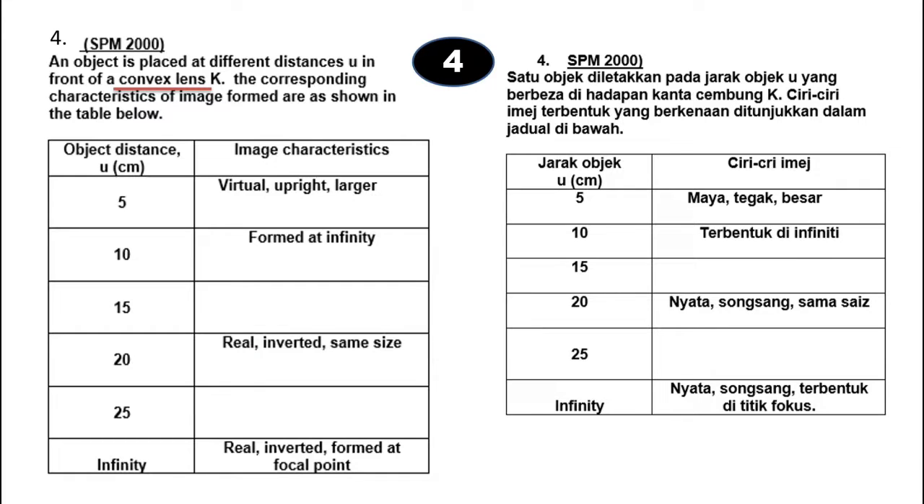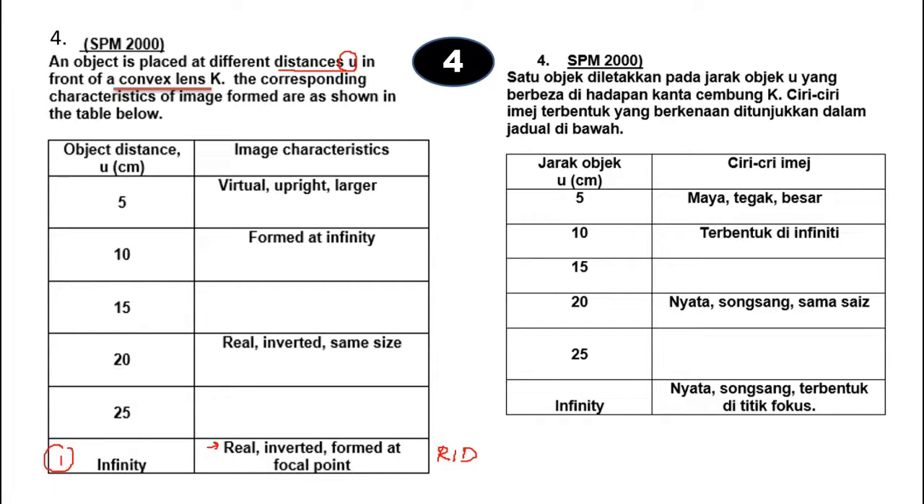Question 4. An object is placed at different object distances U in front of a convex lens K. So you have many characteristics to remember. But if you follow the way I taught you just now, how do we remember the characteristics for a convex lens? Especially the first case, when the object distance is at infinity. We start from the bottom. The clue given here is R, I, and one characteristic is missing. So RID will be the characteristics for this answer.